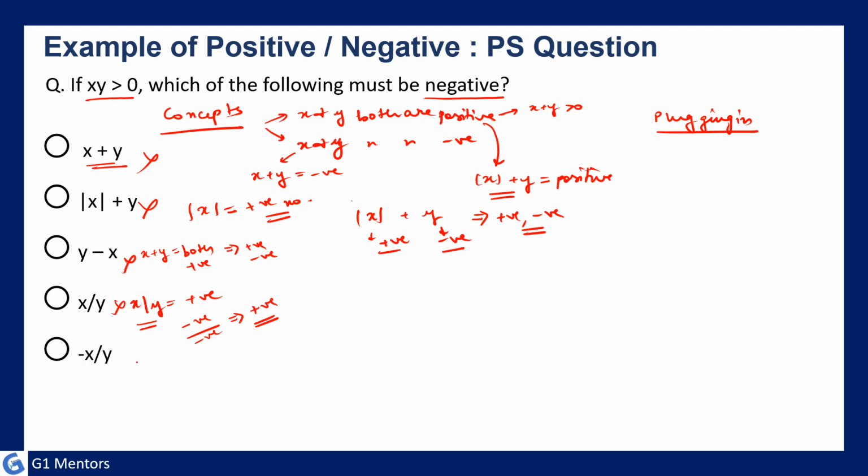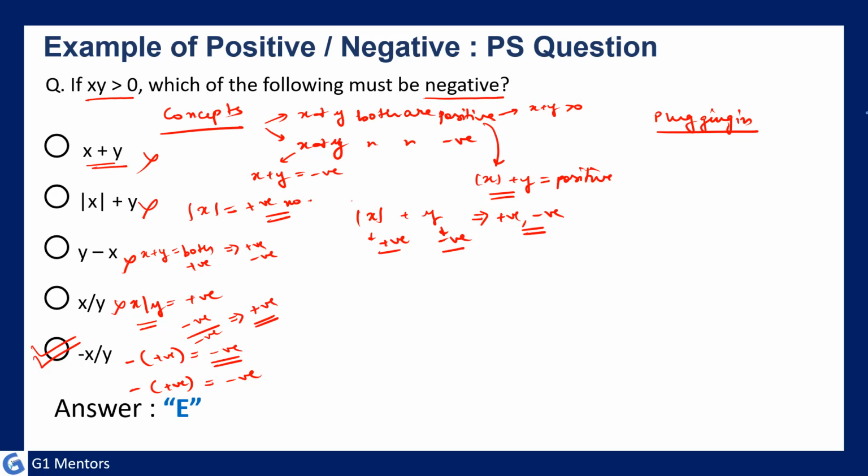Now let's see the fifth one, minus x by y. If x and y are both positive, so minus of positive is always a minus number. If x and y both are negative, then also negative by negative is a positive. So in that case also it will be a negative of a positive, which will be a negative answer. So the answer choice to this question is E. The fifth one is the right answer choice.